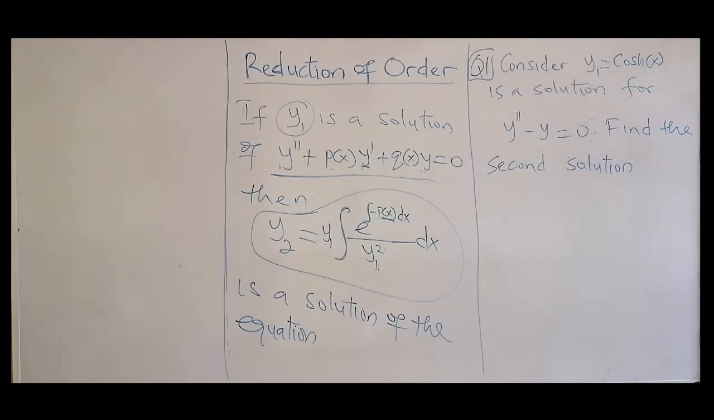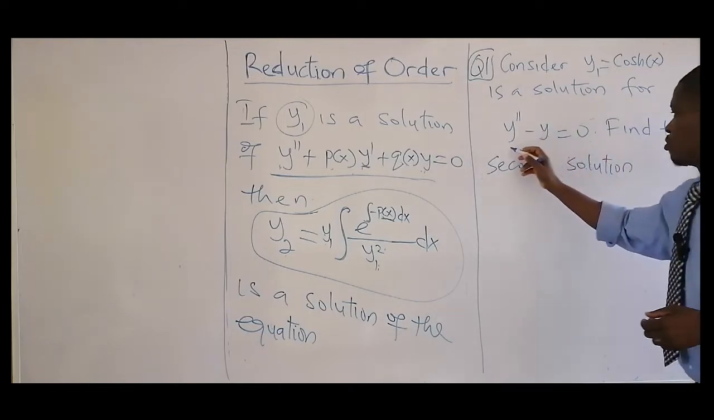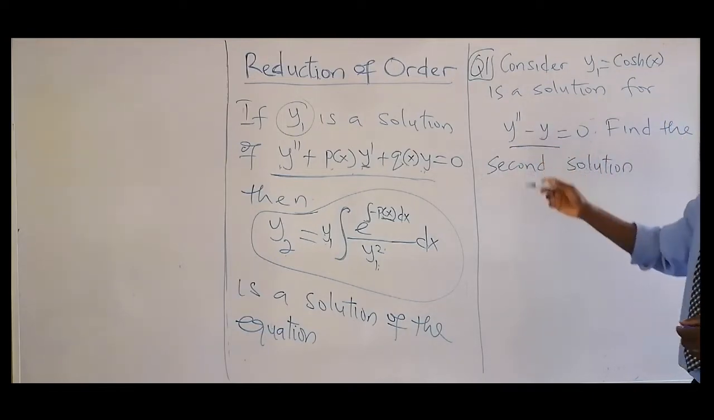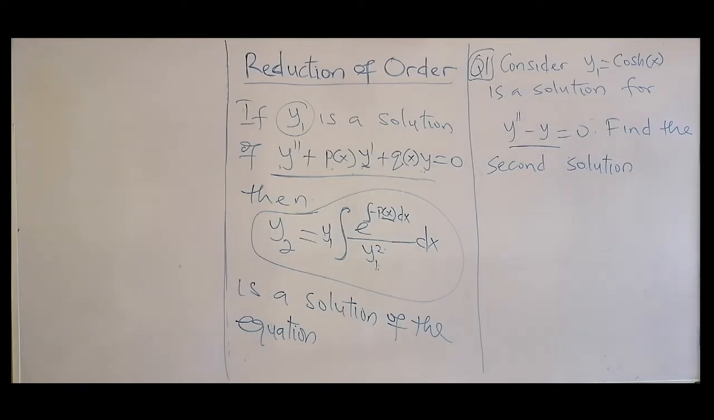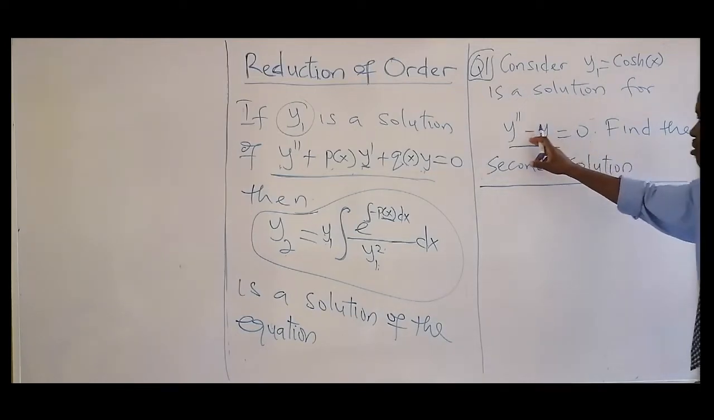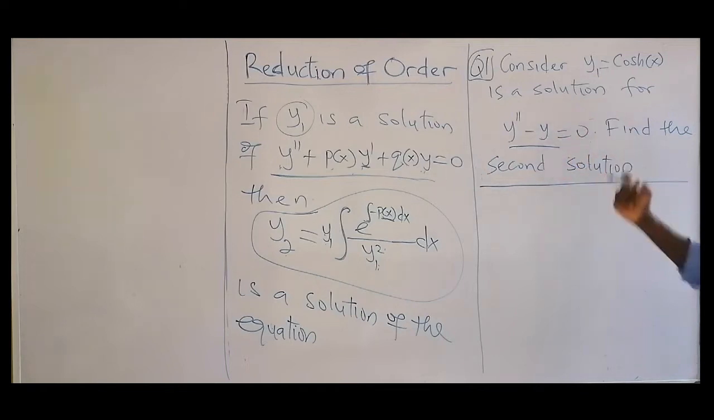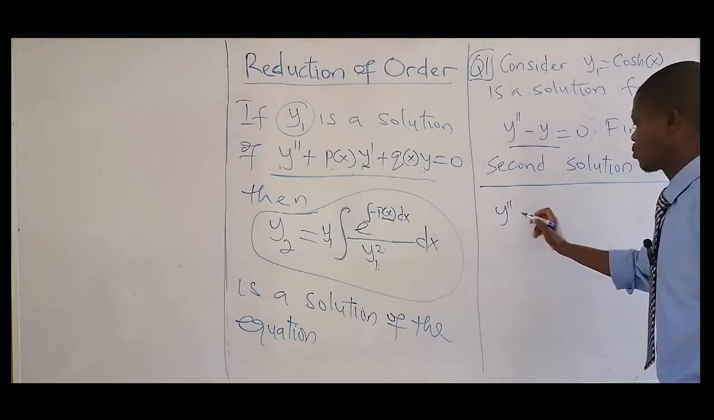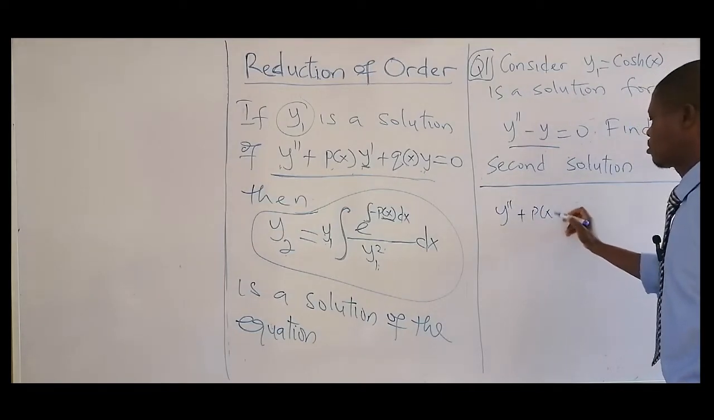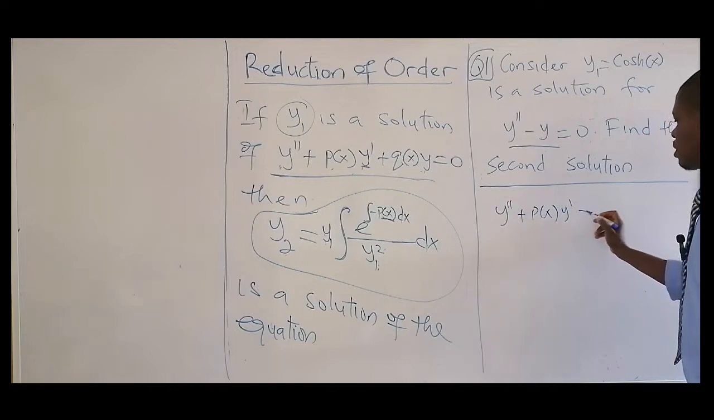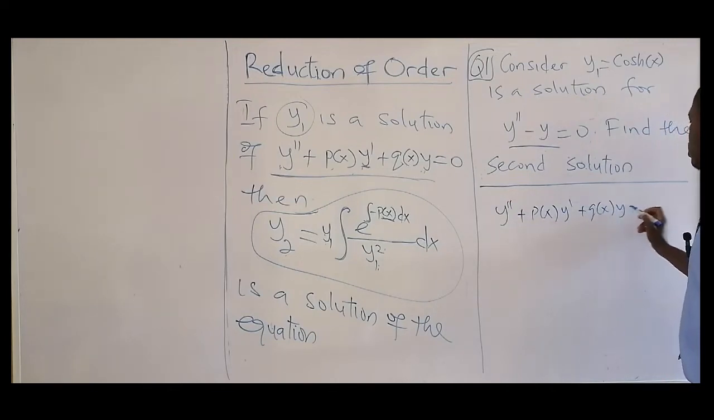We have y1, the solution for this homogeneous second order differential equation, and we are told to find the second solution. So this is very simple. The first thing we have to do is to correspond this to the general format, the standard form, which is the second derivative plus p of x times the first derivative, and then plus q of x times y equal to 0.